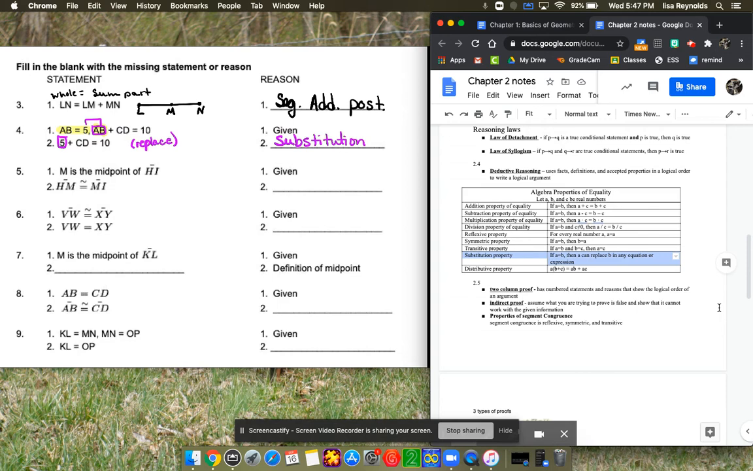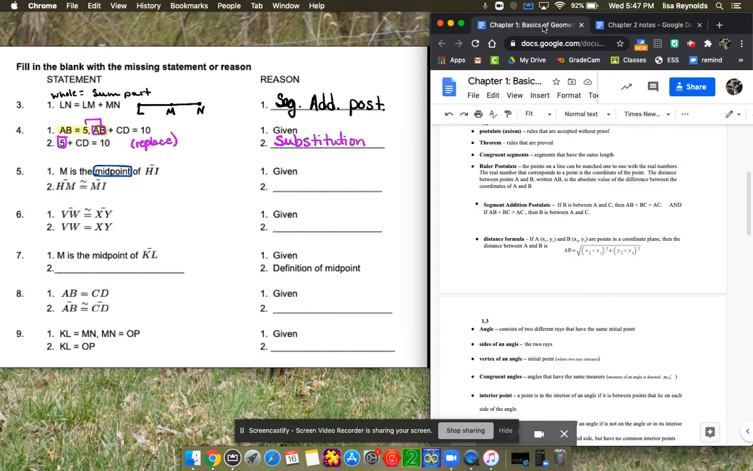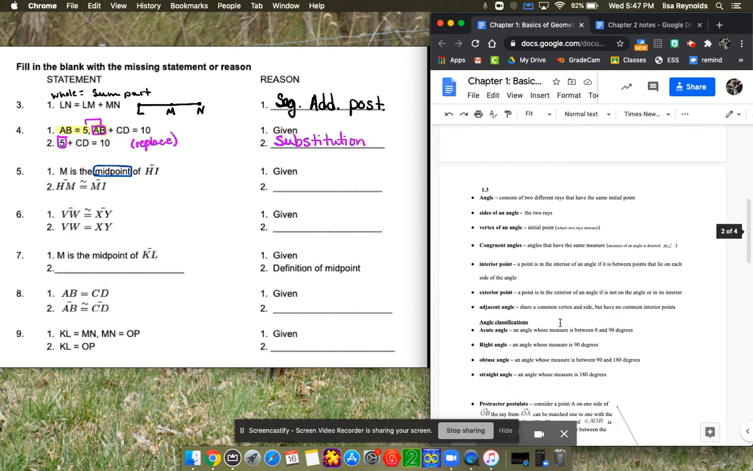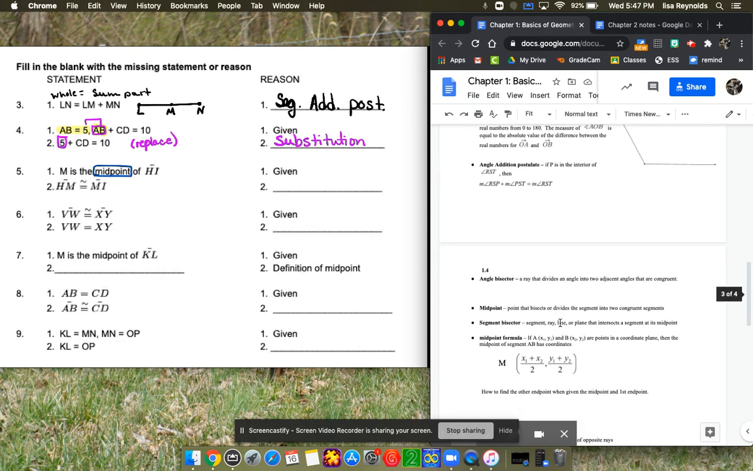Problem 5, our given information has a word, and anytime your given information has a word, my recommendation is to start with the definition of that word. And we got the definition of midpoint back in section 1.4. So midpoint, by definition, is a point that bisects or divides a segment into two congruent segments. So by definition, I'm supposed to divide into two congruent segments.